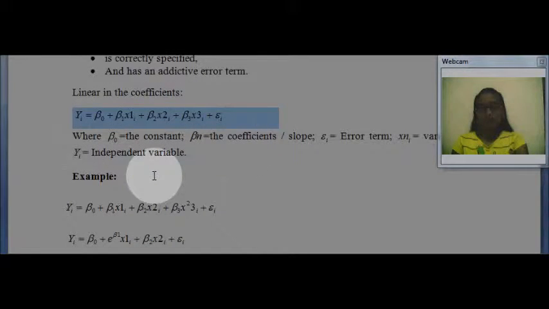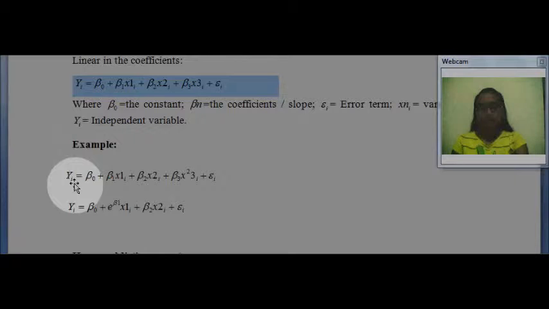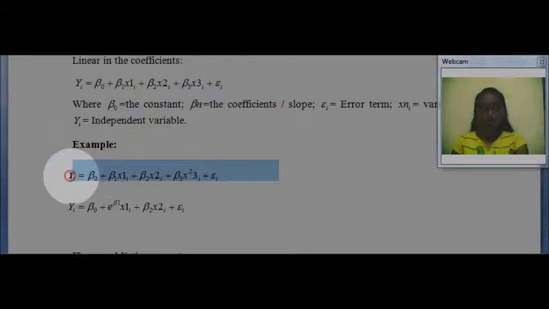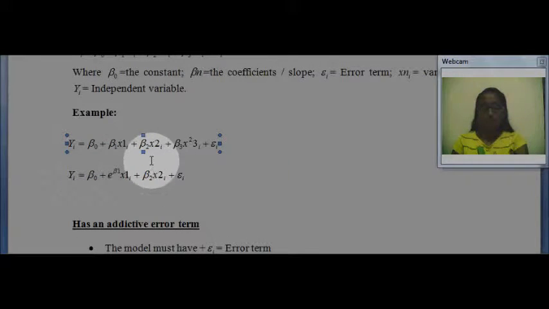For an example, let's say y equals beta 0 plus beta 1 x1 plus beta 2 x2 plus beta 3 x square plus error term. This equation is linear in the coefficients by itself, but the variables are not linear. To justify that an equation is linear, the coefficients must be linear.